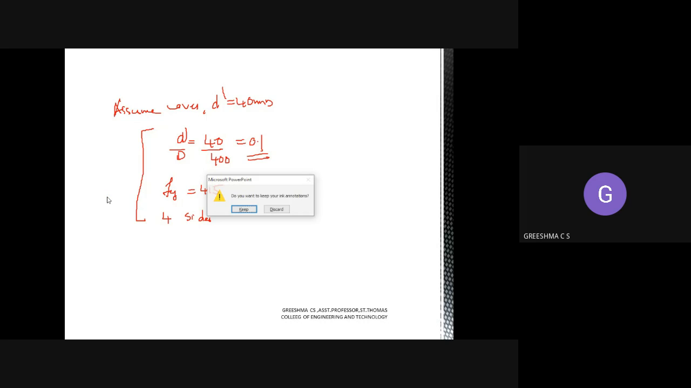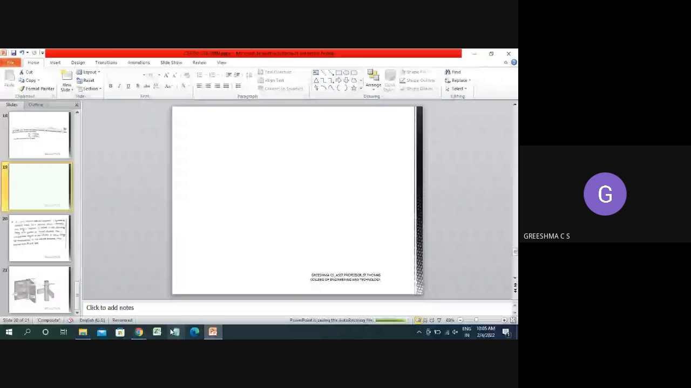So write down: assume the cover d dash as 40 mm, which means d dash by d is equal to 40 divided by 400, that is 0.1. So fy value 415, reinforcement provided on all 4 sides. Based on these 3 factors, you have to select a chart from SP 16. So take SP 16 now. All of you take SP 16.